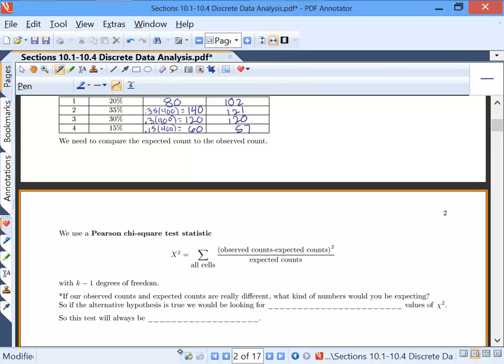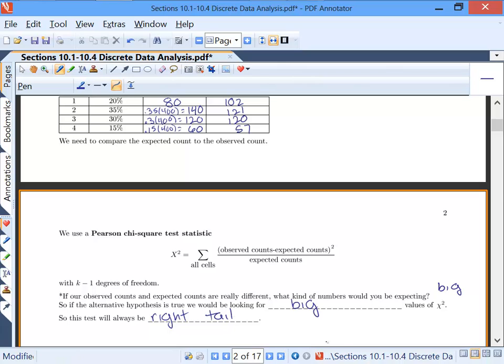Now, if our observed counts and expected counts are really different, what kind of numbers would you expect? Big numbers. If the alternative hypothesis is true, so the observed and expected counts are really different, that would mean that our proposed probabilities were wrong. We'd be looking for big values of our chi-square test statistic, which means that our test will always be a right tail. So no matter what problem it is, for this test, we will always be looking for the p-value in the right tail.